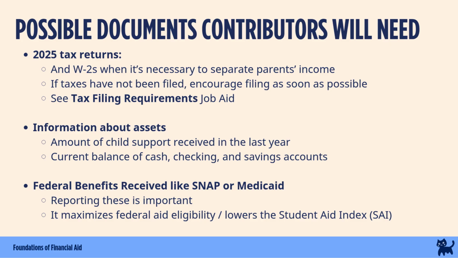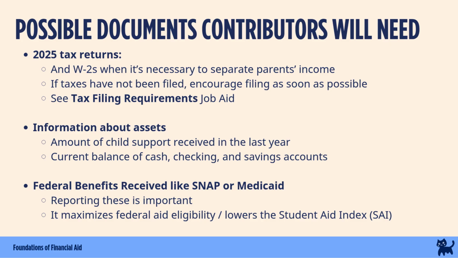Along with those tax returns, if it's possible to also bring the W-2s, that can be helpful if it's going to be necessary to separate the parents' income. If parents are required to file taxes, meaning they earned enough income that they are over the tax filing requirement threshold, then we really will encourage them to file as soon as possible. That's because if they were required by the IRS to file and they haven't done it, the college is going to require them to file before they will award aid to the student. We do have a tax filing requirements job aid that we'll take a look at in just a moment.